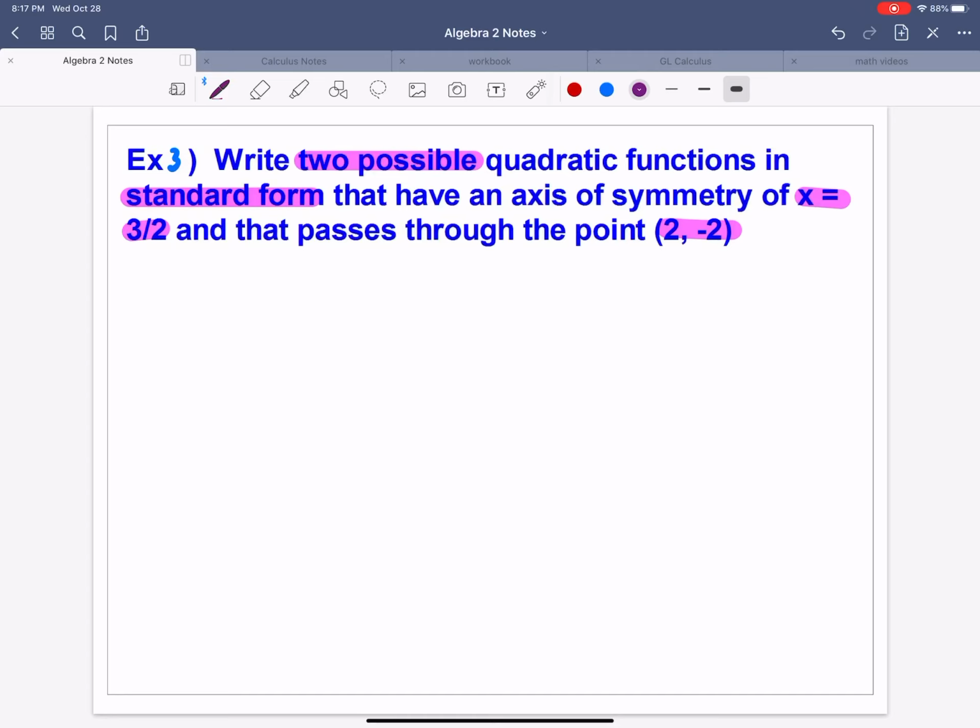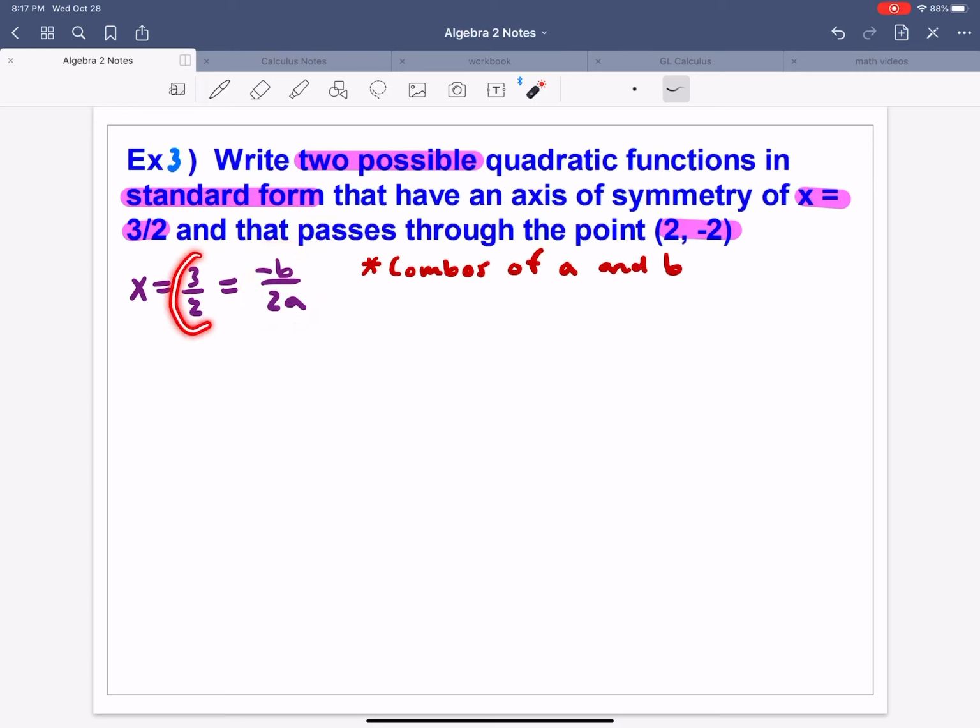Now, here's kind of what we're going to do here. We are going to talk about what this fact that the axis of symmetry equals 3/2 means. The very first slide we did, I told you there was an important formula that you're going to need to remember. The axis of symmetry is equal to -b over 2a. So basically what we want to do is look for combos of a and b so that when I plug in -b over 2a, I get that to equal 3/2. So let's brainstorm some combos of a and b so that when I plug them in, -b over 2a simplifies to 3/2.